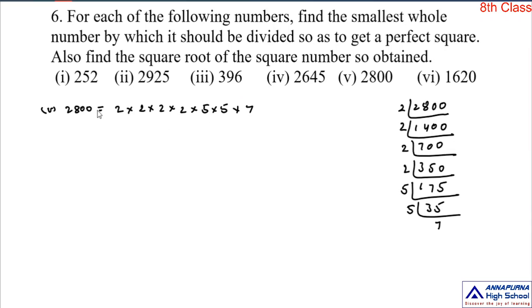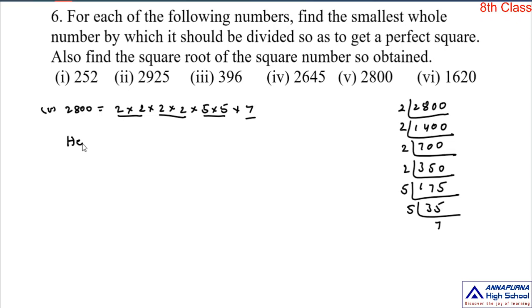Okay, so what are the prime factors of this number? 2, 5 and 7. And when you observe, the first prime factor 2 has a pair. Yes, 2 is repeated 4 times. So when you take the pairs, 2, 2, here we have two pairs, and 5 has a pair, but 7 has no pair. So that's why when you divide this 2800 by 7, yes, we get a perfect square number.